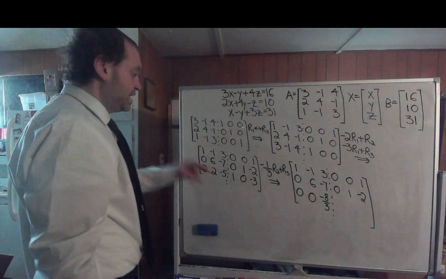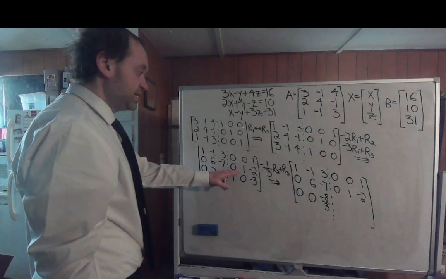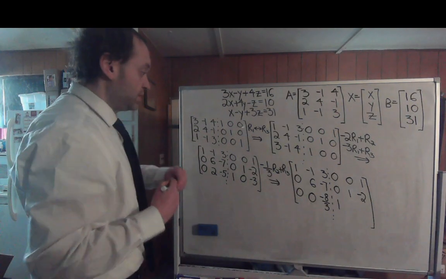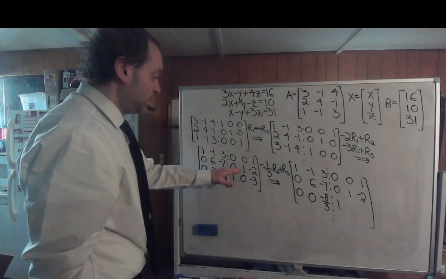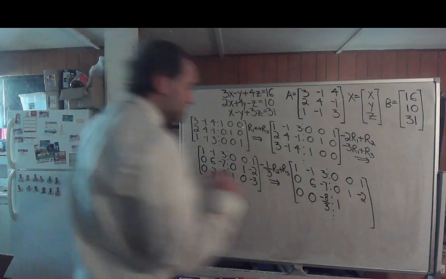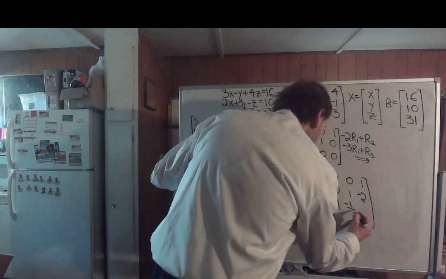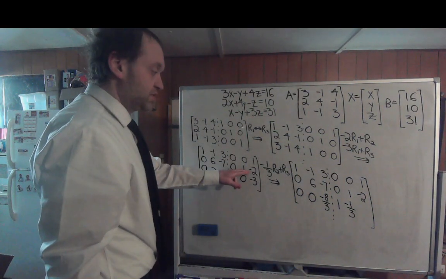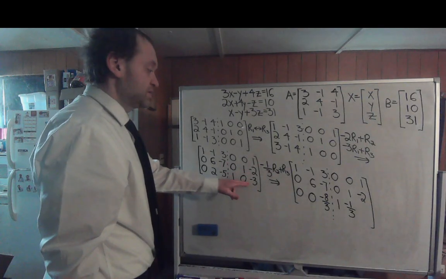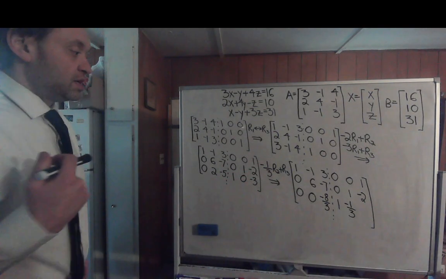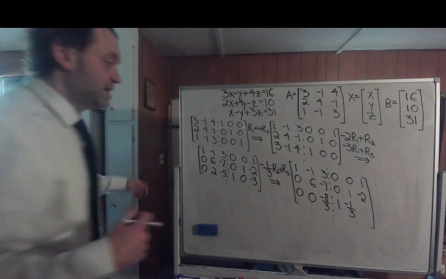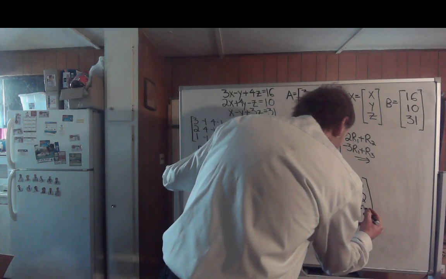Alright, now, negative 1/3 of 0 is 0, plus 1 is still 1. Negative 1/3 of 1 is negative 1/3 plus 0. That'd be negative 1/3. Now, negative 1/3 of negative 2 is positive 2/3 minus 3. So 2/3 minus 9/3 would be negative 7/3.